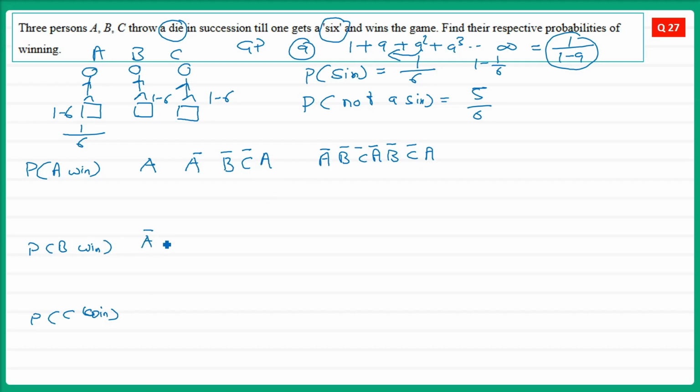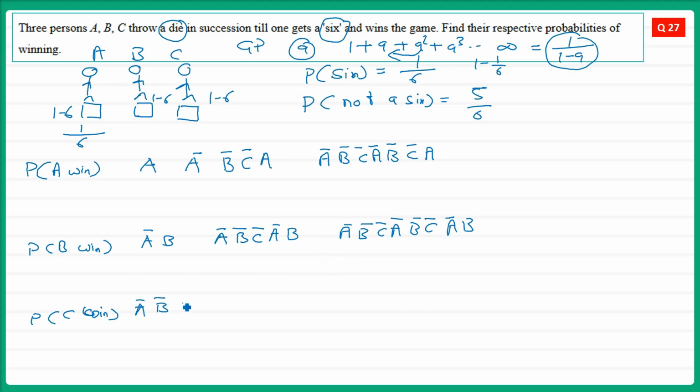Now when B has to win, so B's chance comes only after A. A loses, B wins. A loses, B loses, C loses, A loses, then the chance of B winning comes. Or A loses, B loses, C loses. A loses, B loses, C loses. A loses, then B's option will come and he may win.